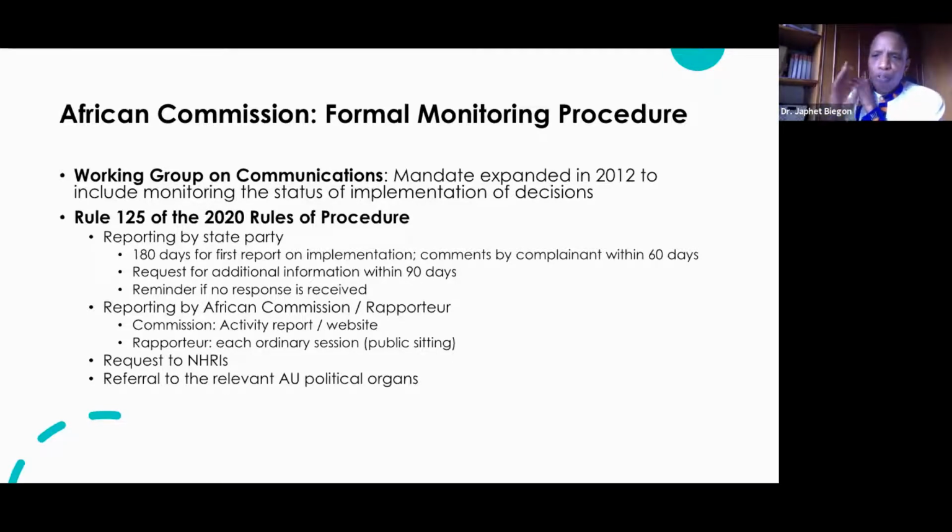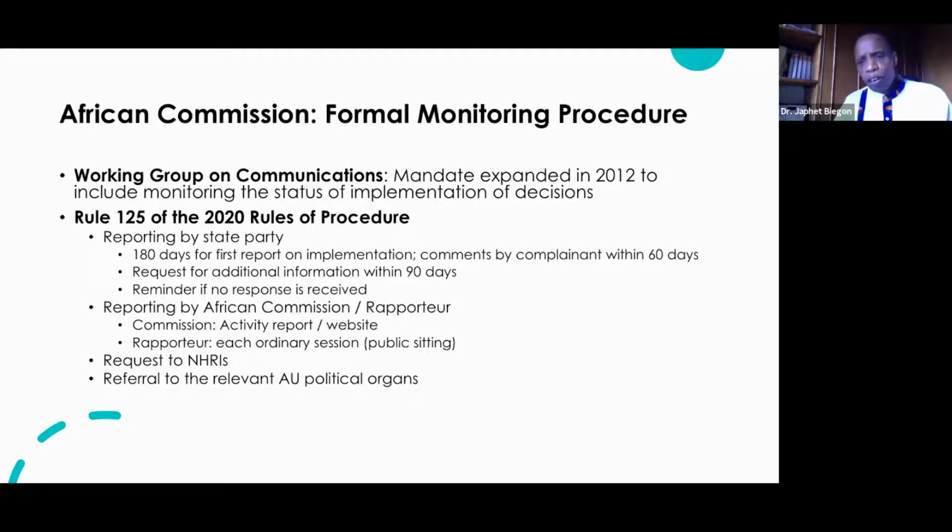And it has at least four quick elements that I would want to mention. One is reporting by the state party. After the Commission has issued a decision, the state party will be given 180 days, six months, to send an implementation report on the extent to which it has complied. It may be asked for additional information within 90 days. And if no response is received, the Commission may send a reminder. In the new Rule 125, the observations of the state may also be sent to the complainant to make his or her comments.